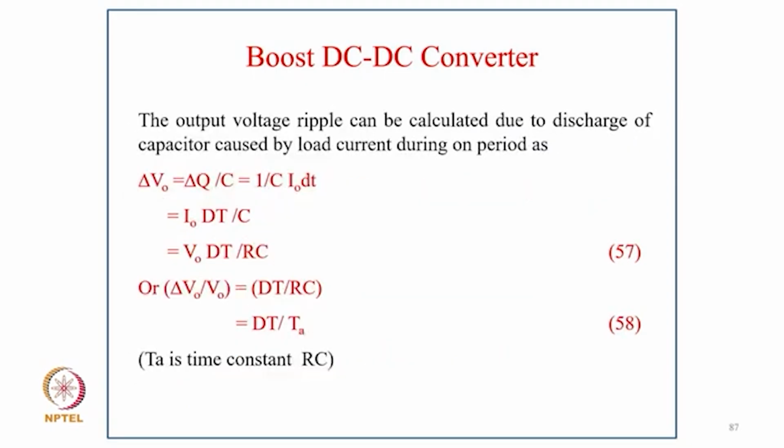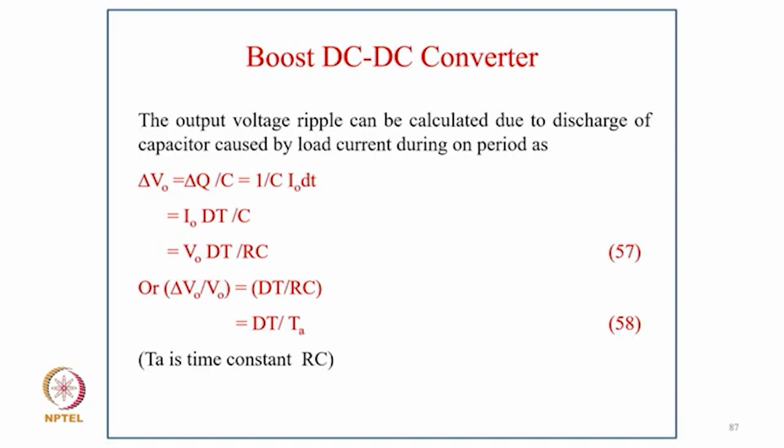So now the output voltage ripple can be calculated due to the discharge of the capacitor caused by the load current during the on period. During the on period, the source is not connected to the load, only the capacitor is providing the output. So delta V equal to delta Q upon C, that is 1 upon C IO DT, or IO DT upon C, or equal to VO DT divided by RC, or delta V upon VO equal to DT upon RC, or DT divided by tau, where tau is the time constant RC.